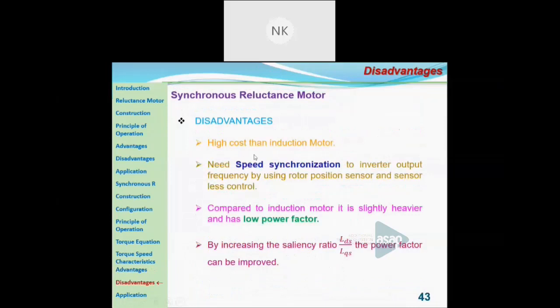When comparing with the induction motor, it has a high cost and needs speed synchronization to the inverter output frequency. That is, different power converter circuits are used, by using the rotor position sensor and sensorless control. And compared to the induction motor, it has a low power factor. If you increase the saliency ratio, that is, the direct axis inductance divided by the quadrature axis inductance, you can improve the power factor also.